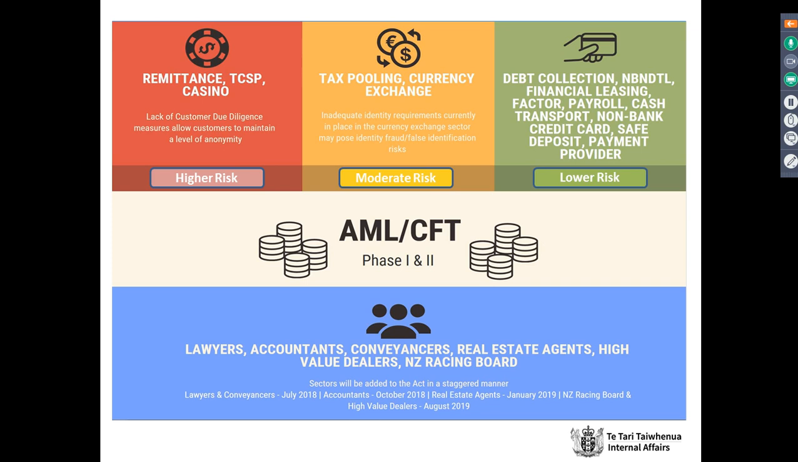This is our world on a page, and if you concentrate on the 3 boxes at the top there, you'll see they're coloured differently, red, orange and green, and that is according to risk. So currently the department supervises, as I said, 14 different sectors. Some of those include the remittance industry, trust and company service provision and casinos. You see those on the top left. They are our high risk customers.